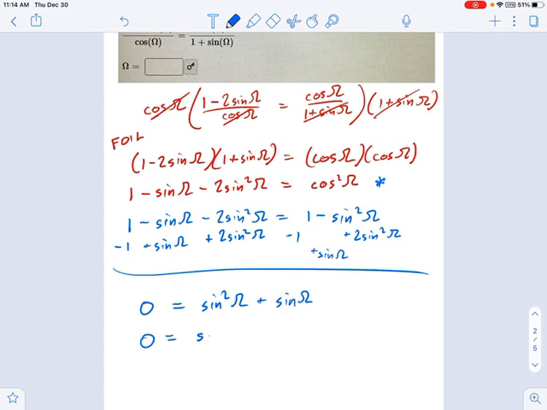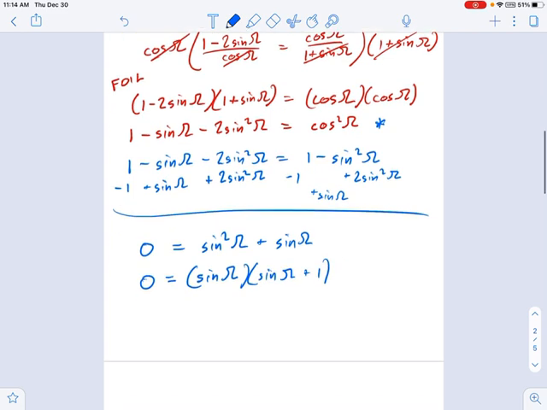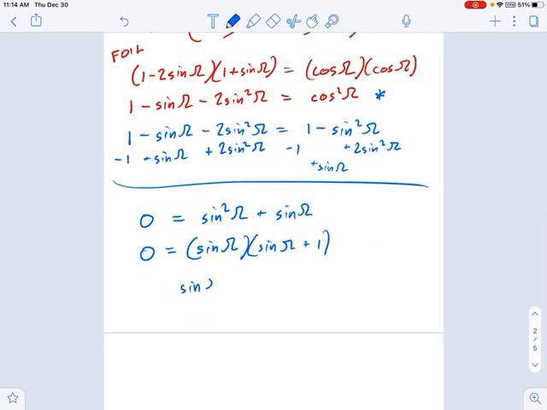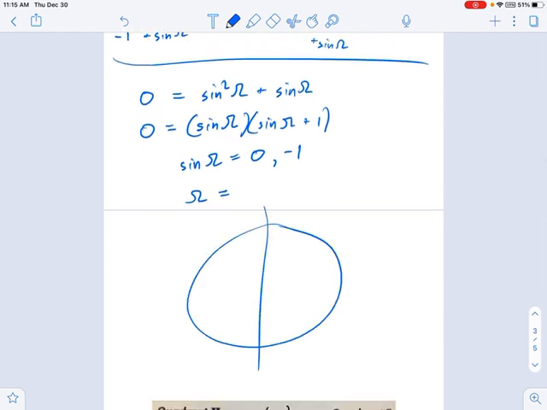And you just go a little further, and I can pull out a GCF, sine omega times sine omega plus 1. So now we have two solutions here. One of them is that sine omega equals 0, and the other is that sine omega equals -1. So if you think about your unit circle, what are these angles? Well, sine is the y-coordinate. So either we have the y-coordinate equals 0, or the y-coordinate equals -1. So here are those angles: 0 radians, pi radians, and 3 pi over 2 radians.